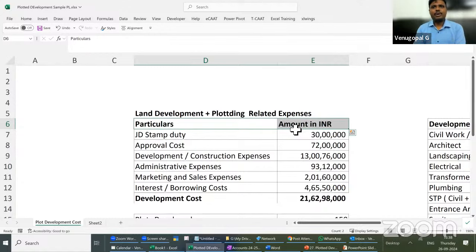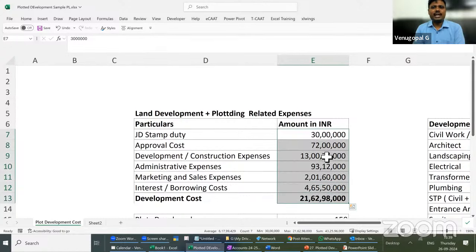Developer has paid approximately 30 lakhs towards the joint development stamp duty agreement. He has spent around 72 lakhs in the planning, approval, all those things cost. He has incurred around 13 crores in doing the construction. He has spent 93 lakhs towards his admin, 2 crores in marketing, 4 crores in the various loans that have been borrowed. He has incurred around 21 crore 62 lakhs in developing this project.